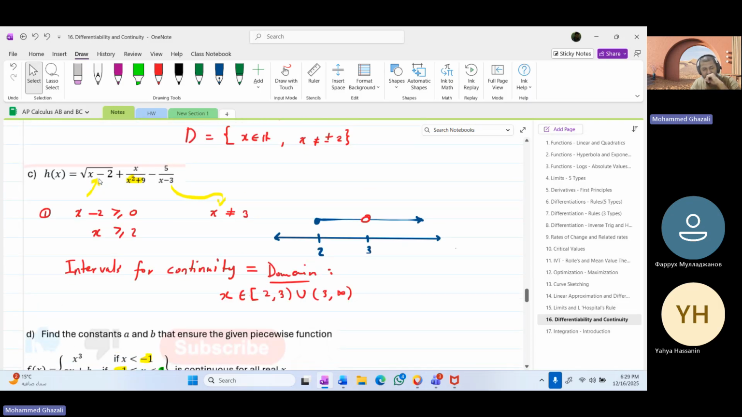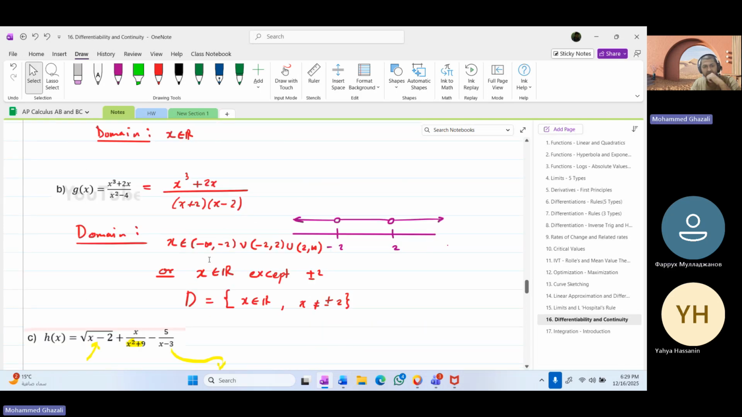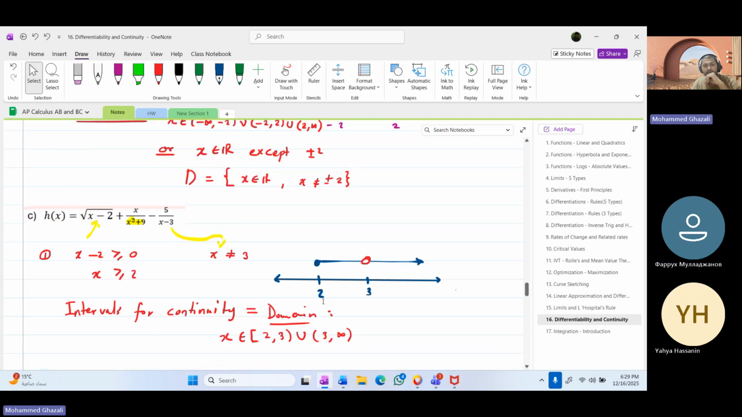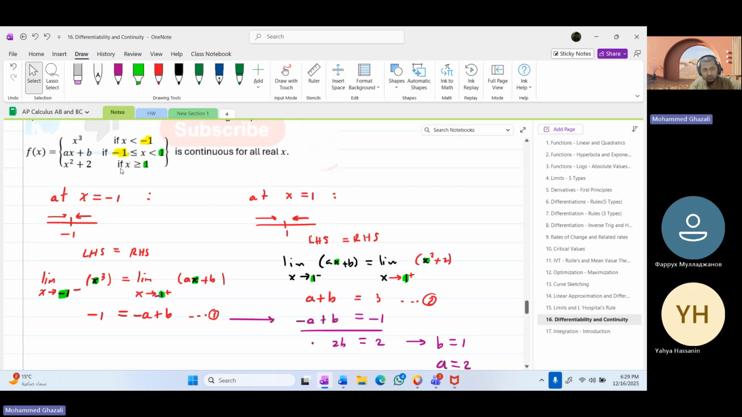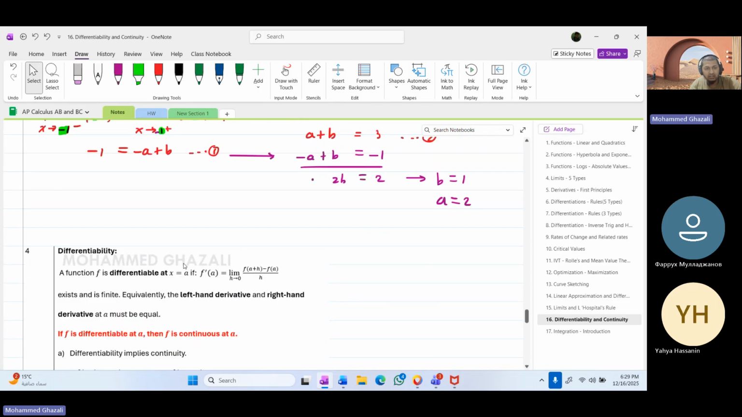When is this function discontinuous? Like C, it's discontinuous when the value is plus minus 2. Over here, we're making the entire function continuous. So there must be no break points in the graph. It must be like one piece of the function. So if the value of a is 2 and the value of b is 1, then this entire function will become continuous. Great. Now let's look at differentiability.